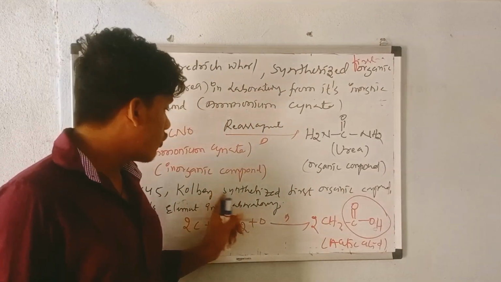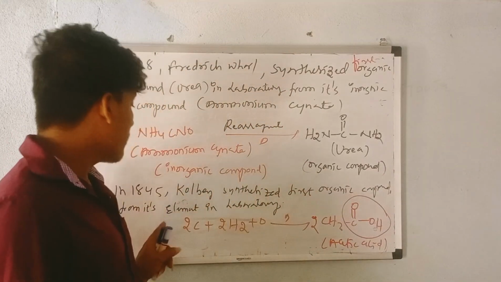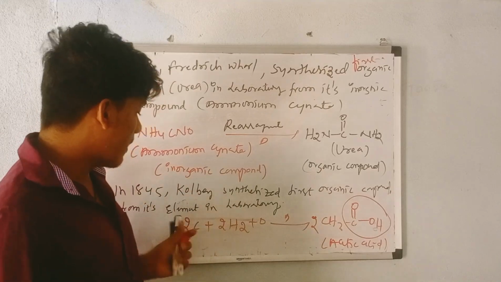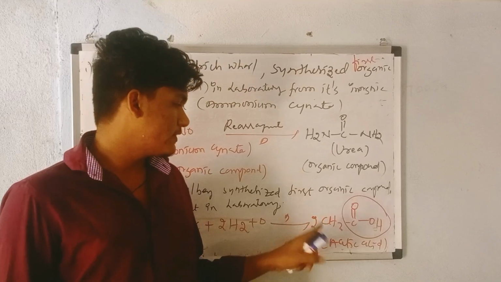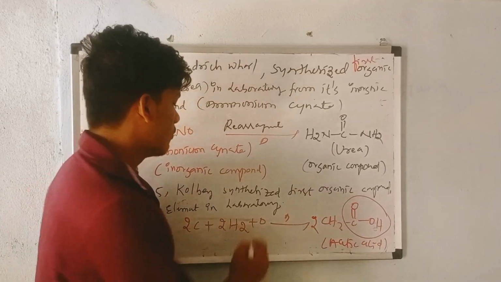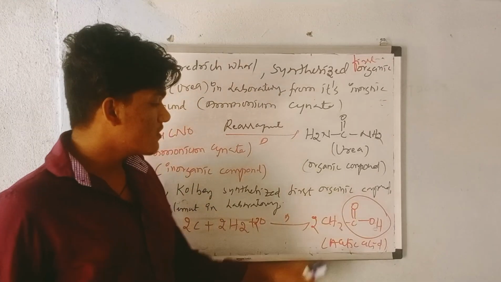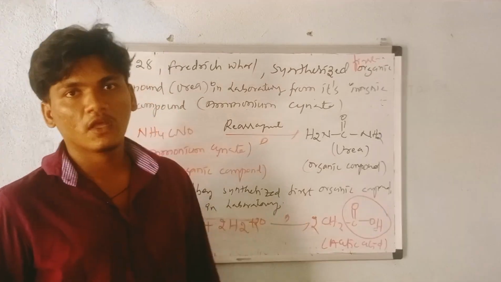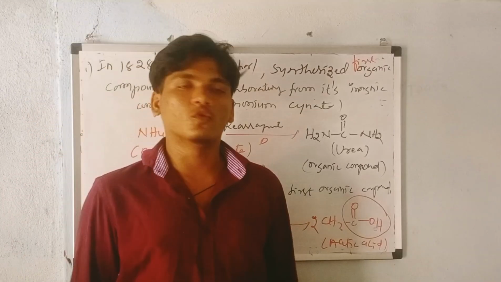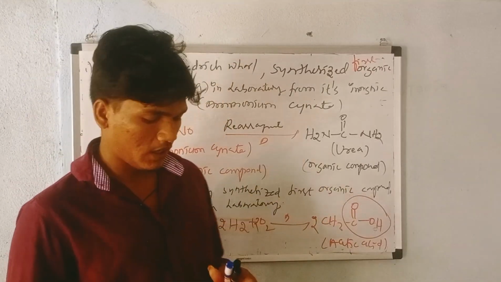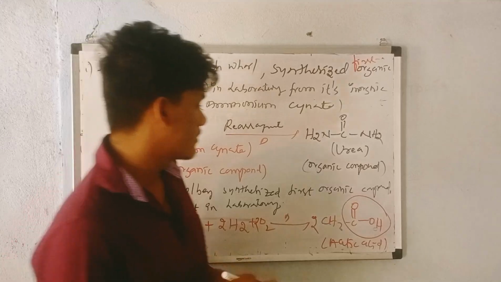In 1845, Kolbe synthesized the first organic compound from its elements in laboratory, that is by combining 2 moles of carbon with 2 moles of hydrogen and 1 mole of oxygen. He got CH3COOH, right? I hope you can write like this, 2 moles of O2, right? I hope you understood, right?